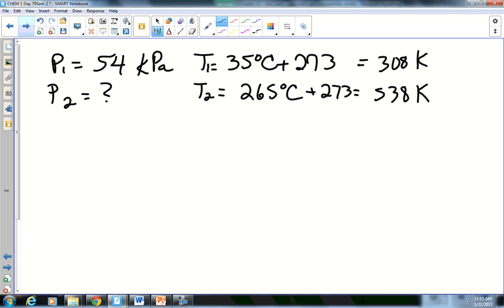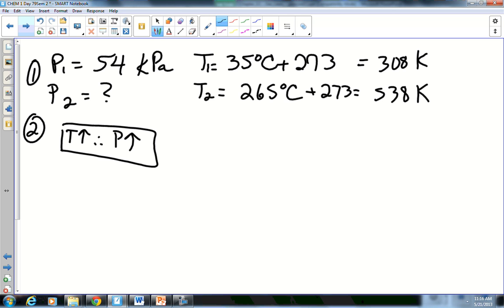A rectangle for me, Lauren. Step 2 is a rectangle. So that's step 1. Step 2 is the rectangle. Put the variable that I have 2 pieces about in the box first. What do we have? T up and what up? P up. Yep. There we go.